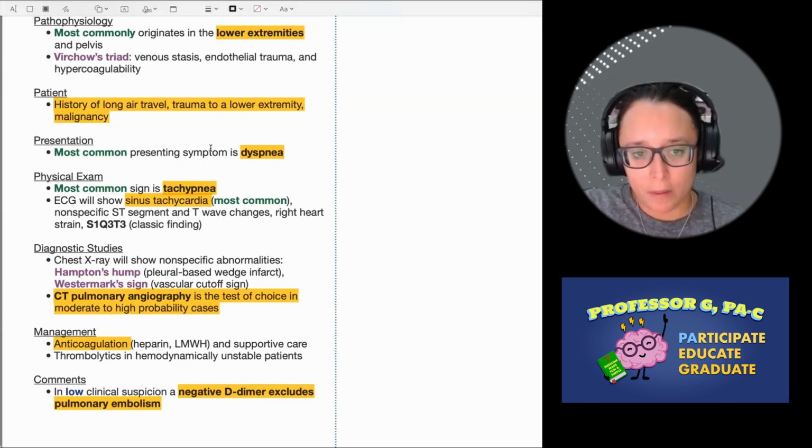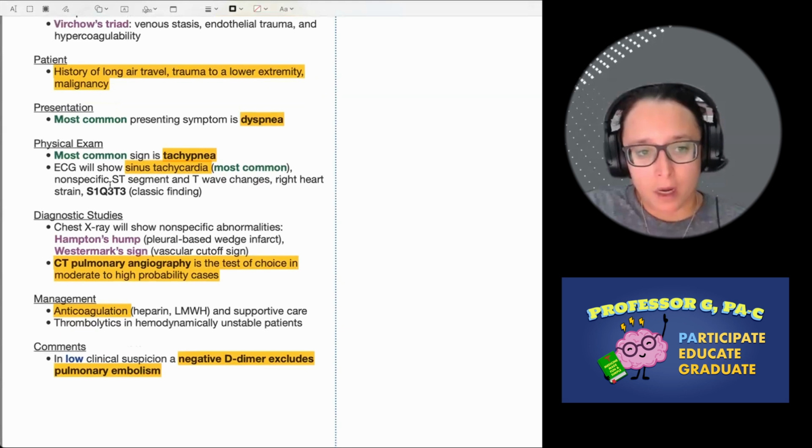And then the most common presenting symptom is dyspnea. So having trouble breathing, that's not very specific. You have to add it to the history. And the most common physical exam finding is tachypnea. So dyspnea, tachypnea. Here's what I was trying to tell y'all yesterday, and I had trouble: the most common finding on EKG is going to be sinus tachycardia. However, you can see an S1Q3T3, which is also testable.